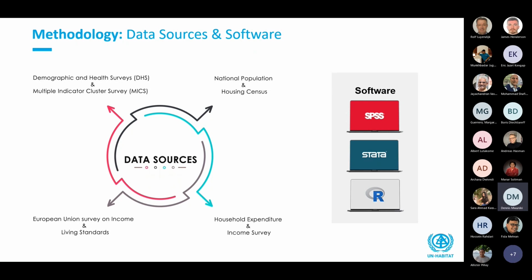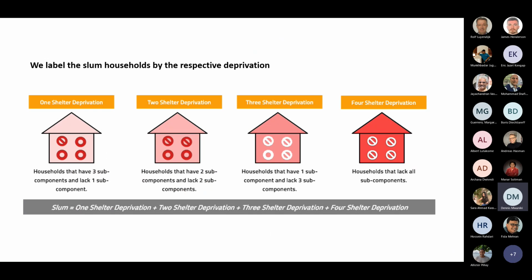Sampling structures that these data sources use, but we also use other data sources such as the living standards, household expenditure and income surveys, as well as other relevant surveys. And this is mostly a statistical analysis based on the deprivations at the household level. So to summarize, we produce data for all the deprivations combined. So when you have all these combined, we have the slum indicator that says if you have one shelter deprivation, or 2, and 3, and 4, then you are a slum household.